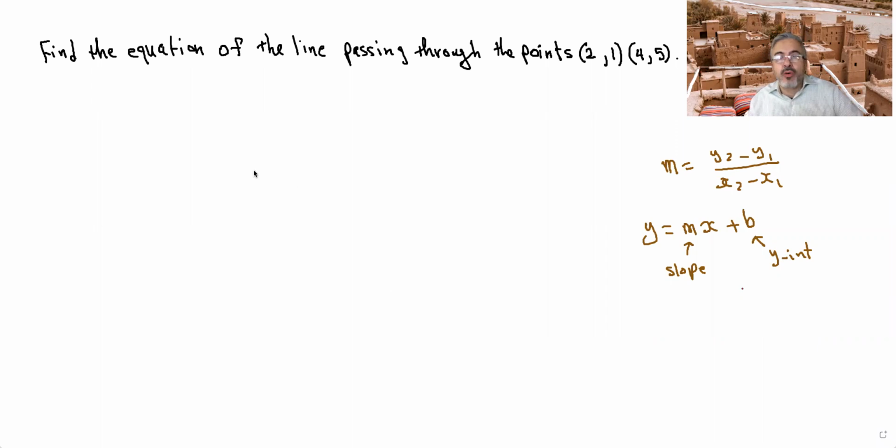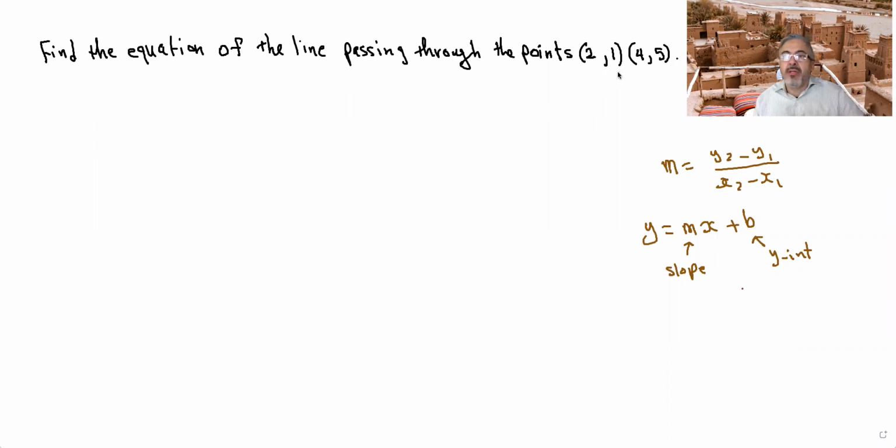Anyways, so I'm gonna do a very common question that you'll definitely get on a test if you're writing a test on linear equations. So what they're asking is: find the equation of the line passing through the points (2, 1) and (4, 5).